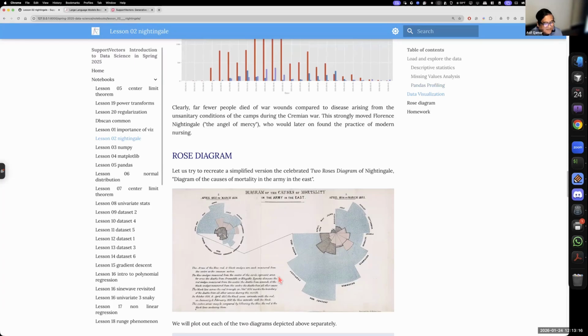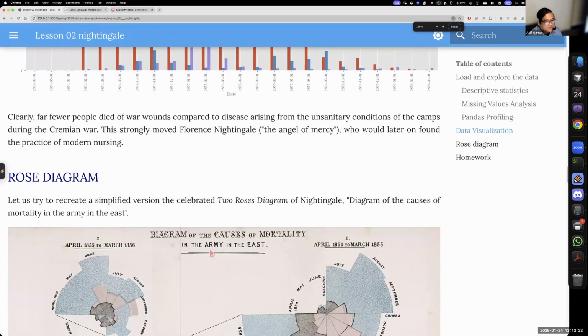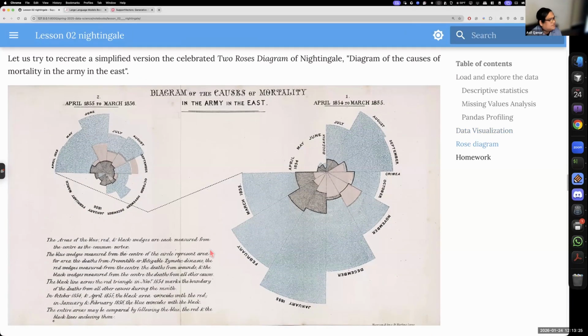But what she did is she converted it into her famous rose diagram. This is what she presented to Queen Elizabeth. Or was it Queen Victoria? I think it was Queen Elizabeth. Look at that. This is the famous 2 roses for the 2 years. And what do you see? The death from actual wounds is so minuscule compared to the death from disease. Do you see that, guys? Doesn't it, in a very visceral way, convey to you how to protect your soldiers? Right? What is the first thing you need to do?